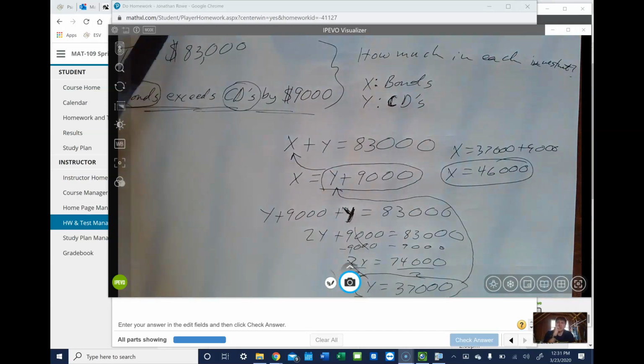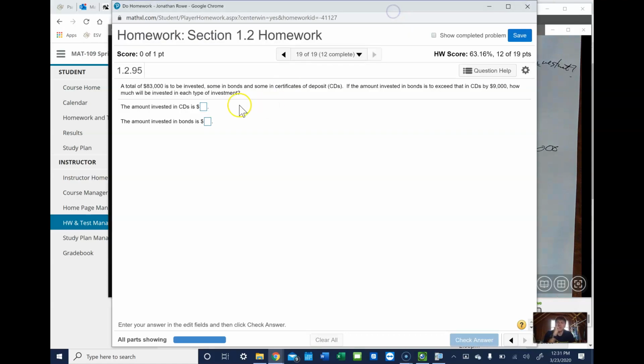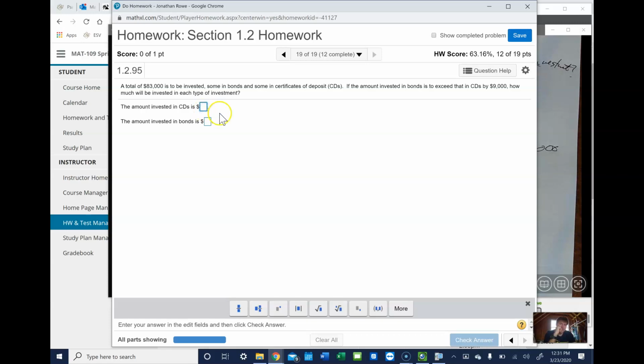So let me go back to the problem. The amount invested in CDs, that was Y. CDs was Y, so that's 37,000. And the amount invested in bonds, that was my X variable. That was 46,000.